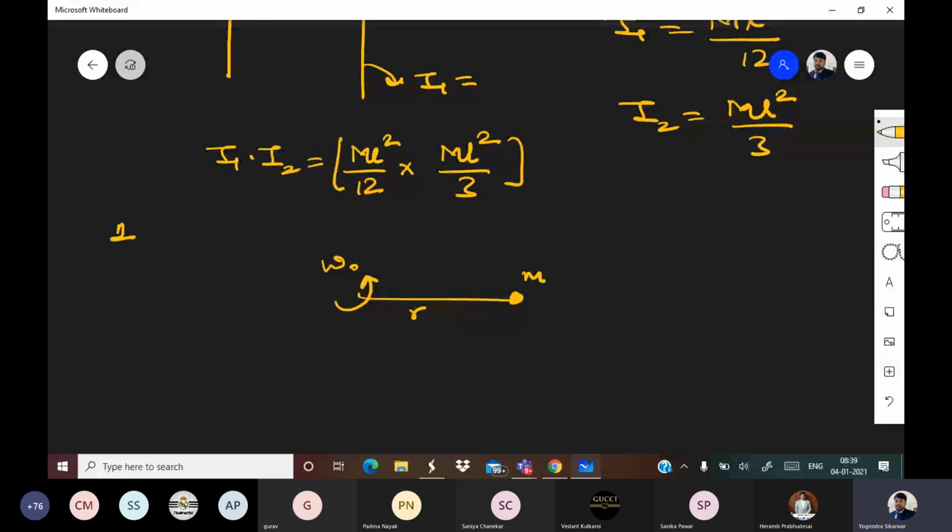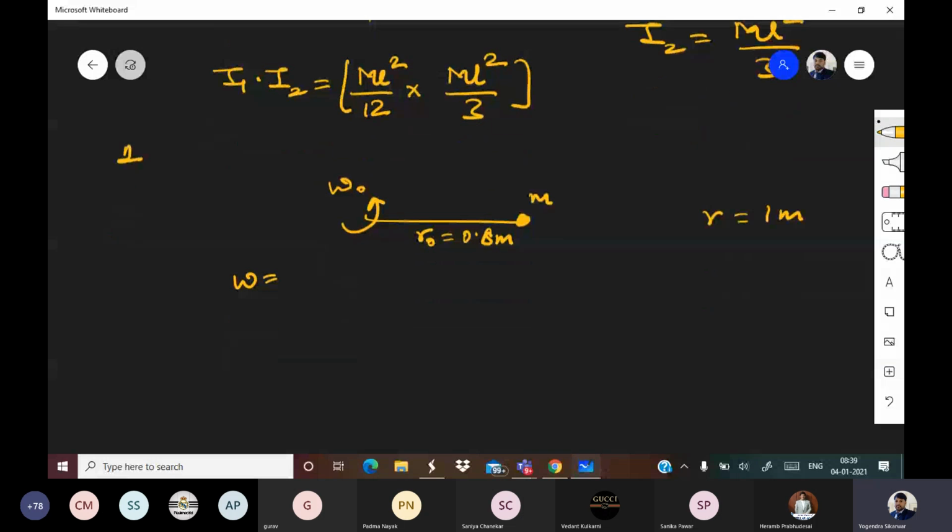If the radius of the path becomes 1 meter. So R naught was 0.8 meter. Now R becomes 1 meter. Then what will be the value of angular velocity? So omega will be same basically. How are you connecting omega with this? Both will be same, no? Omega will be same.